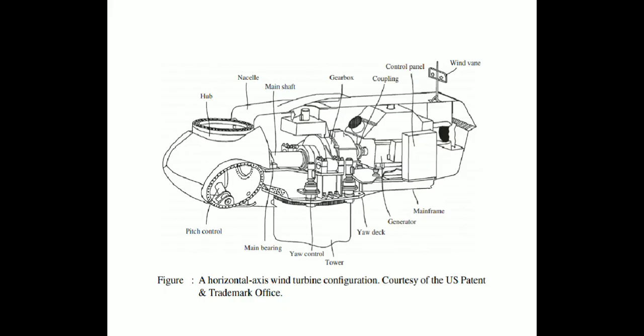Now let us see the figure of a horizontal axis wind turbine configuration, courtesy of the US Patent and Trademark Office. Here we can easily see the hub, pitch control, nacelle, main shaft, main bearing, yaw control, tower, gearbox, coupling, control panel, yaw deck, generator, main frame, and wind vane. Through this configuration, we can generate electricity by using the wind power.